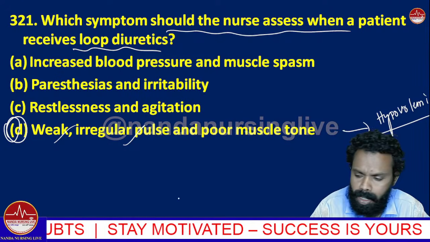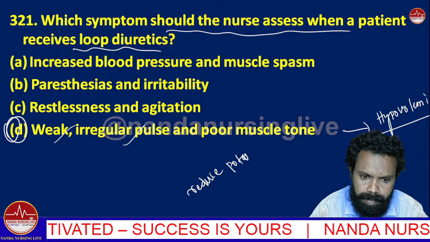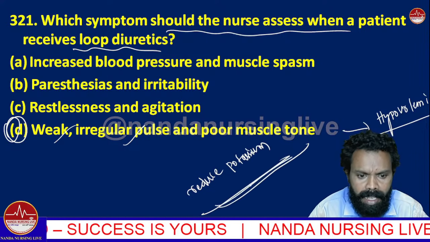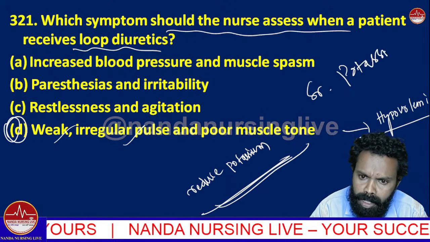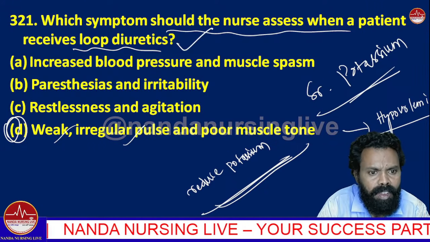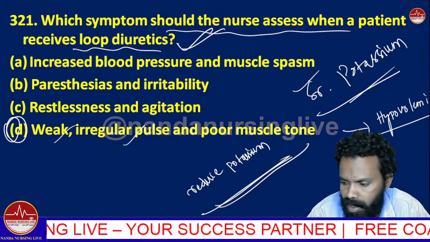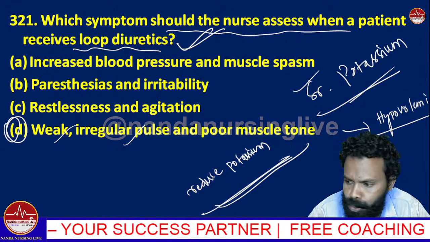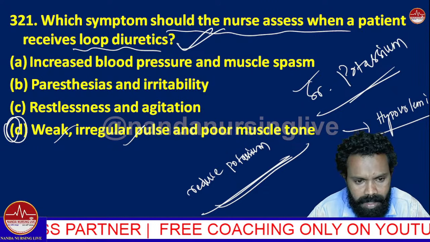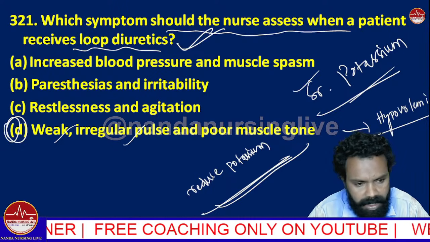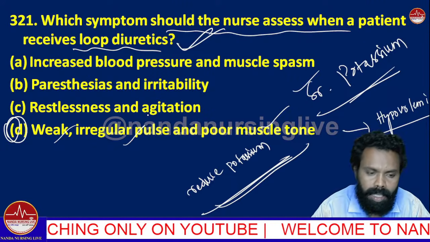Loop diuretics reduce the potassium level. So when a patient receives loop diuretics, we monitor the serum potassium level, because loop diuretics can reduce potassium in the body, and potassium is essential for the functioning of the heart and muscles. So muscle tone becomes poor and the pulse becomes irregular and weak. So option D is the correct answer.